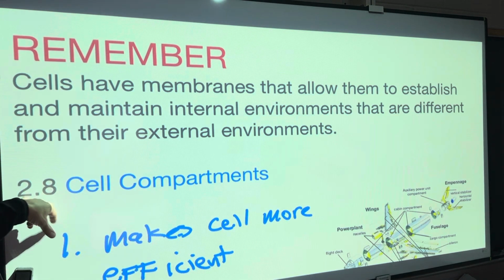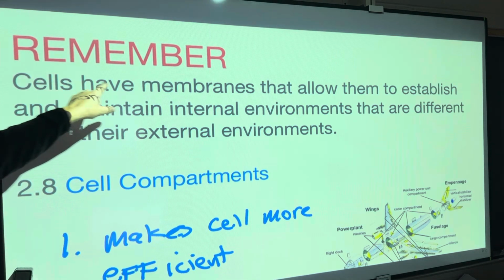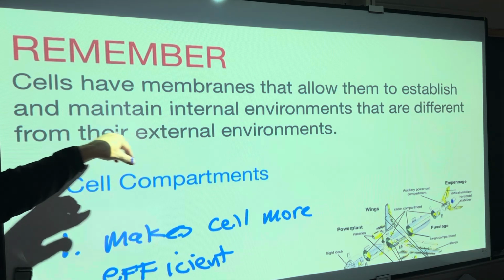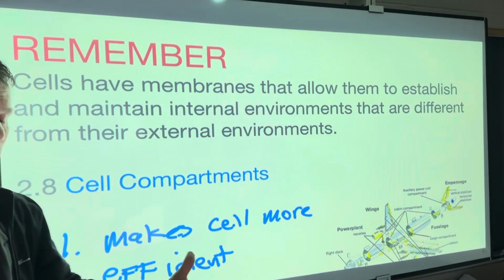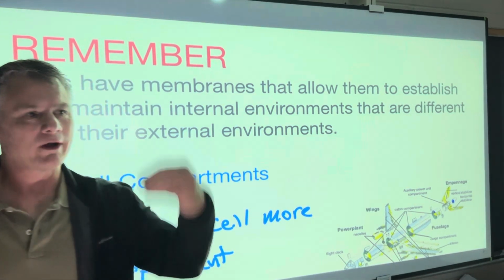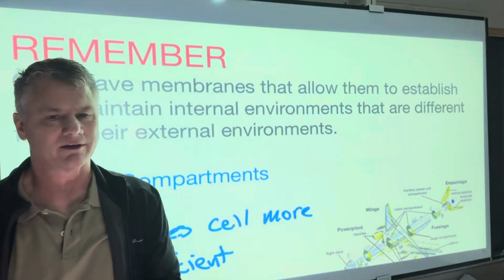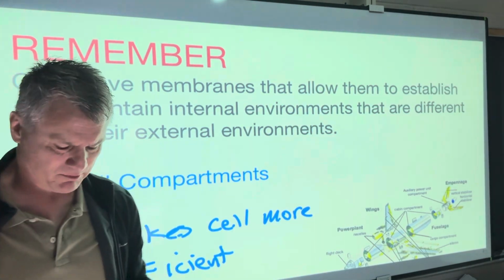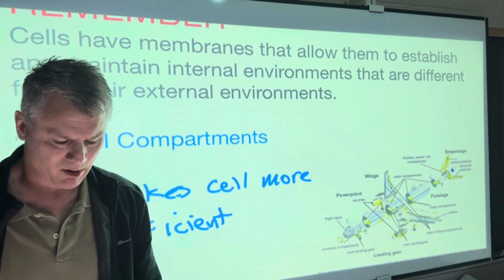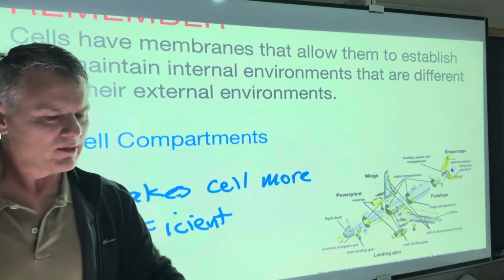And I would label this 2.8 cell compartments. Again, you remember cells have membranes that allow them to establish and maintain internal environments that are different from their external. In other words, whatever's going on in that cell, they don't want it to get out, or whatever's happening outside the cell, that membrane is going to protect it so it won't get inside and mess up the cell. And cells come compartmentalized, right? They have compartments where certain things happen in that certain area.